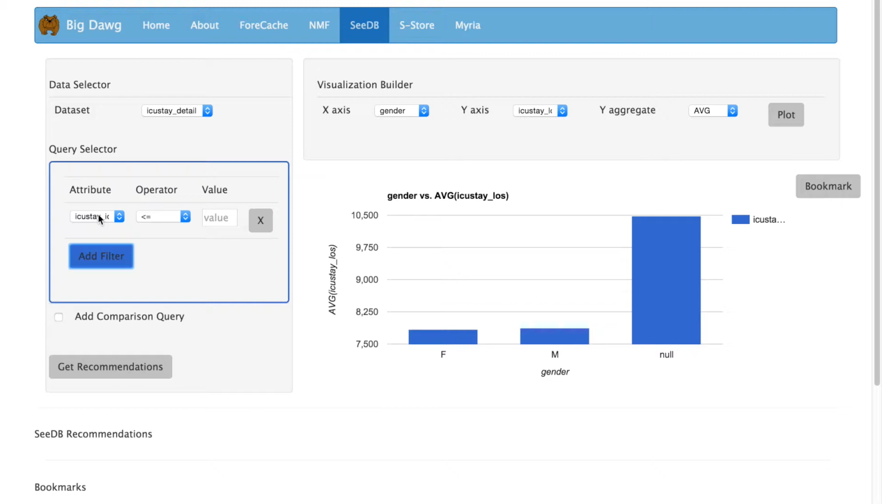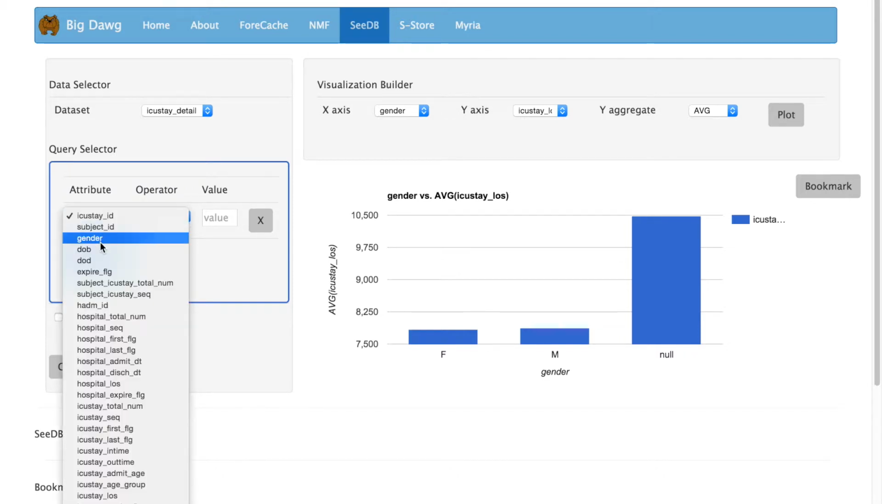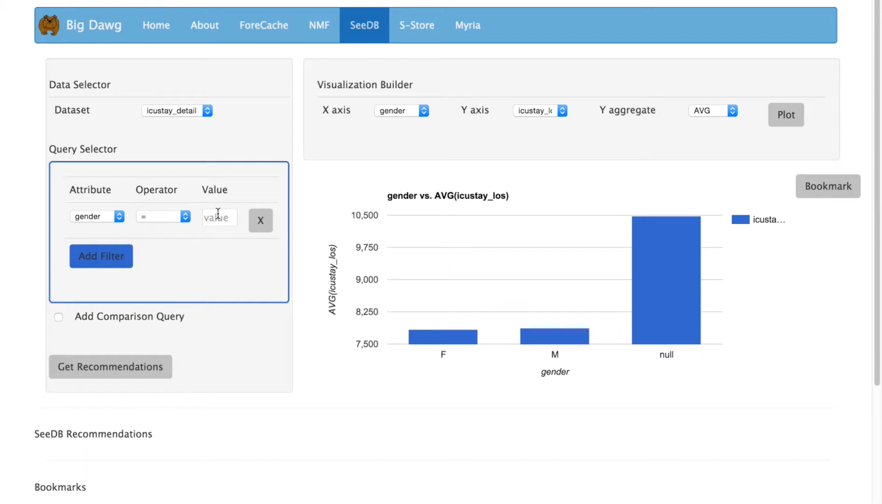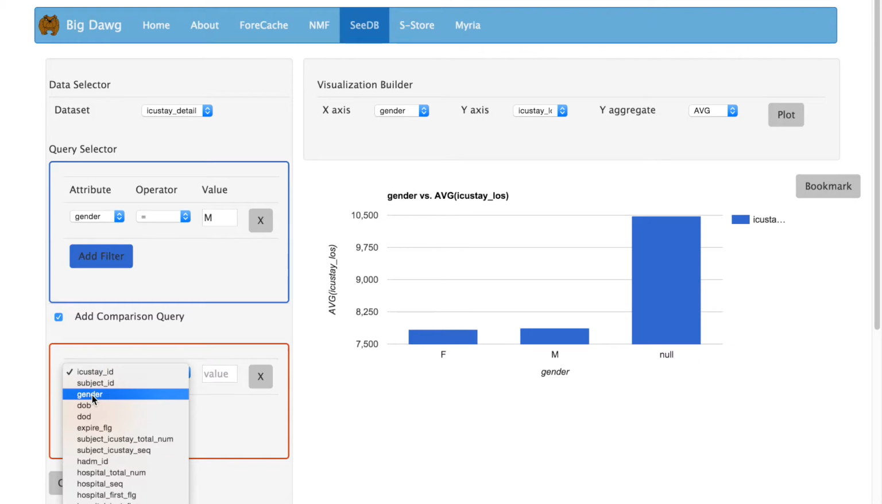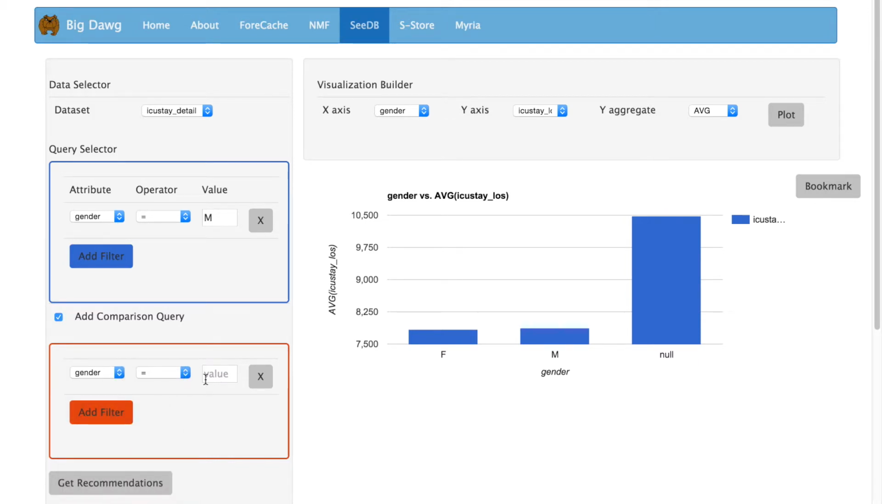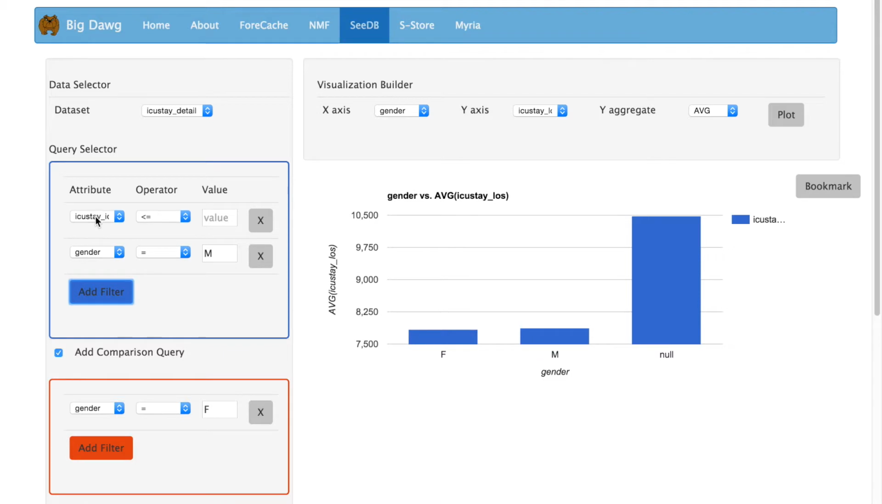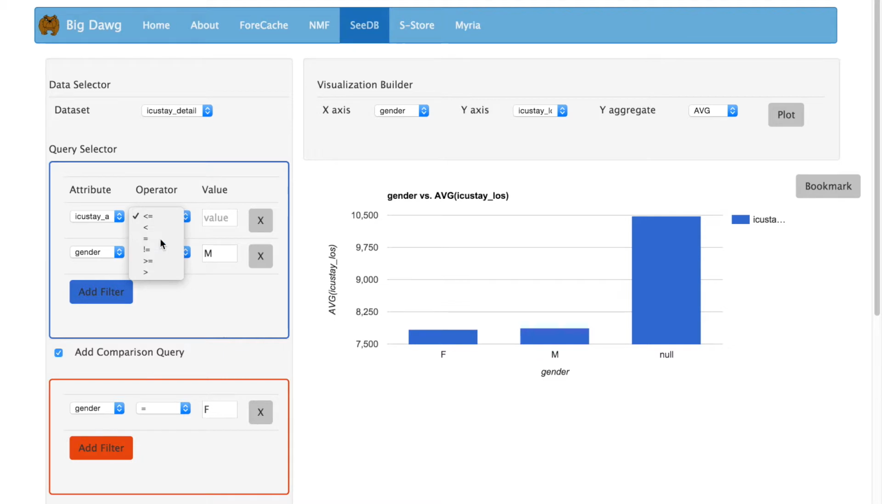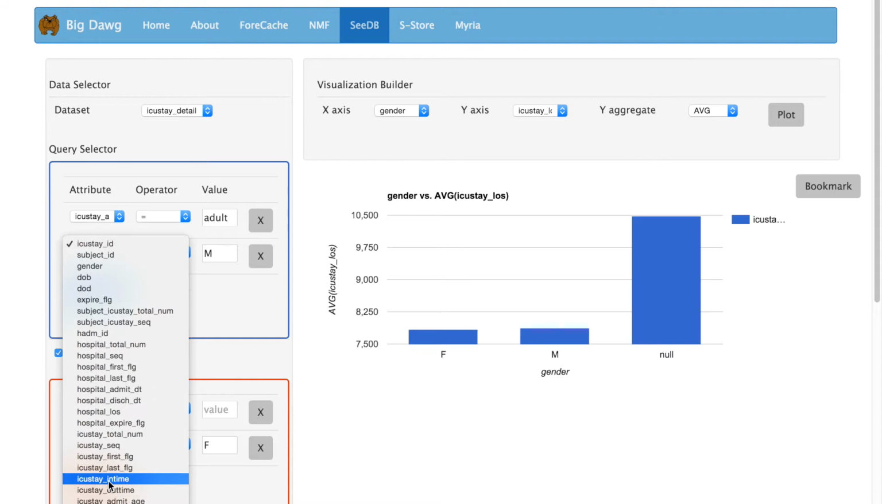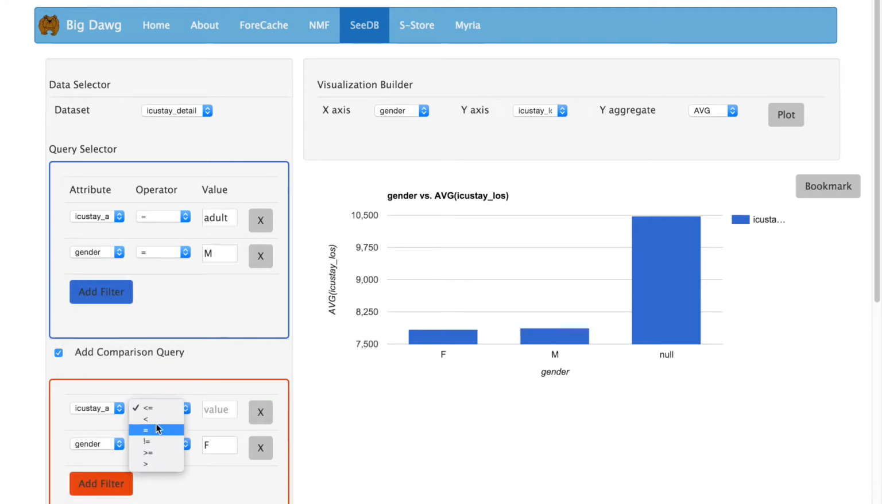We can also graph plots that show the differences between two datasets. For example, suppose we are looking at male patients versus female patients. So gender equals male, gender equals female. Additionally, let's also say that we want to limit our exploration to adult patients. So let's add the two filters in. We have ICU age group equals adult in both.